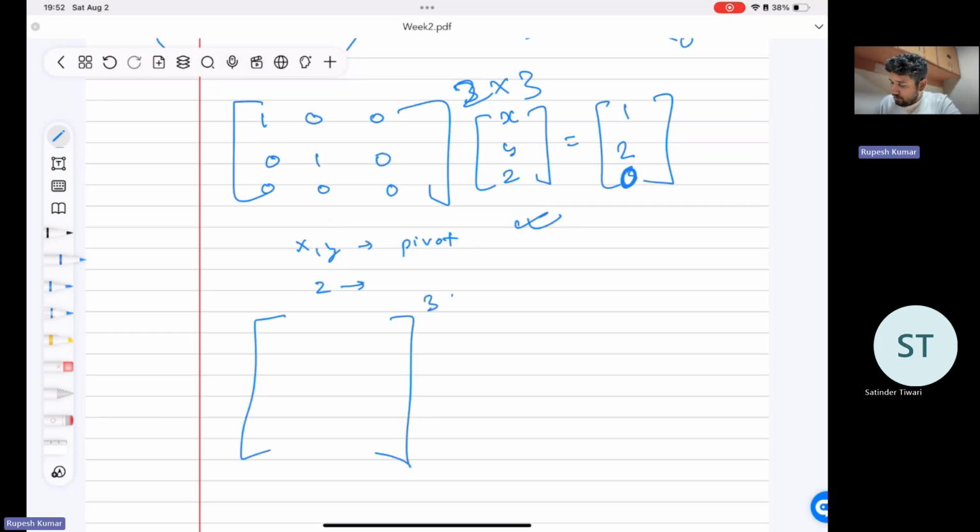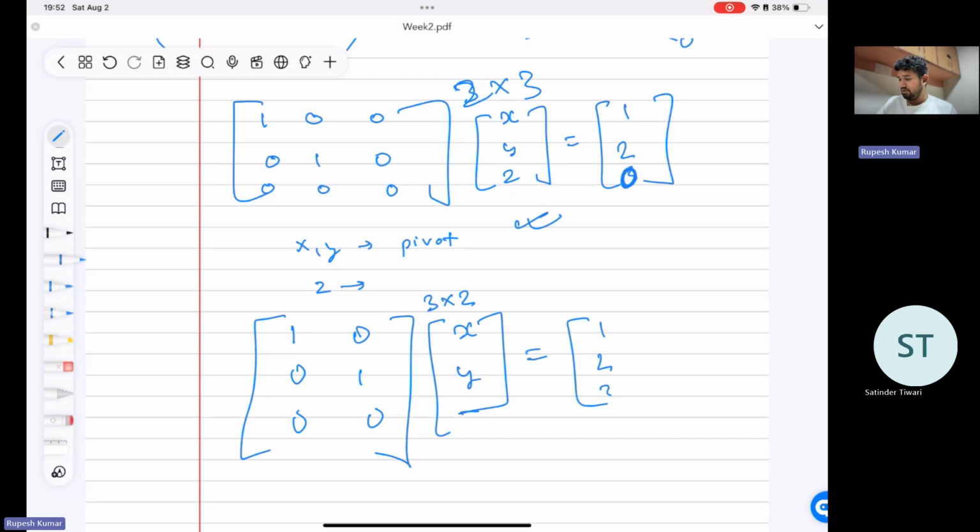So it will be 3 cross 2. So three variables, two equations, right? So [1 0 0; 0 1 0] times x y z is equal to, let's look into this, 1 2 3, something, this into this, 1 2 0, right?